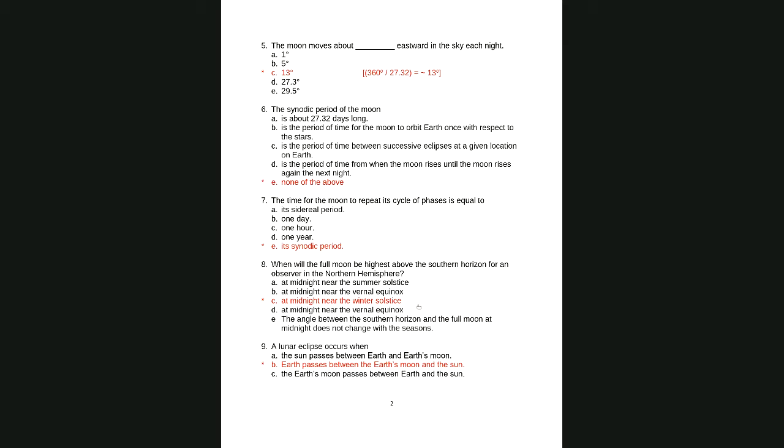Now, full moon always happens when the moon is opposite to the sun. That means the Earth is in the middle and the moon is facing the sun. That's when you get a full moon.